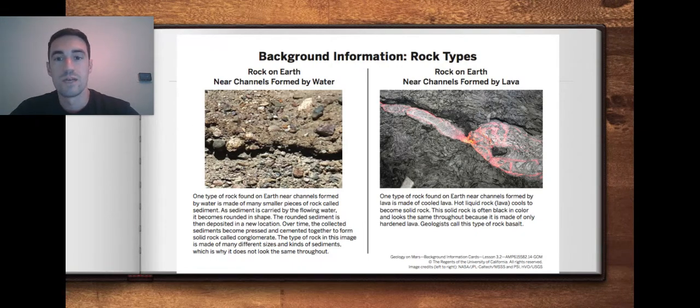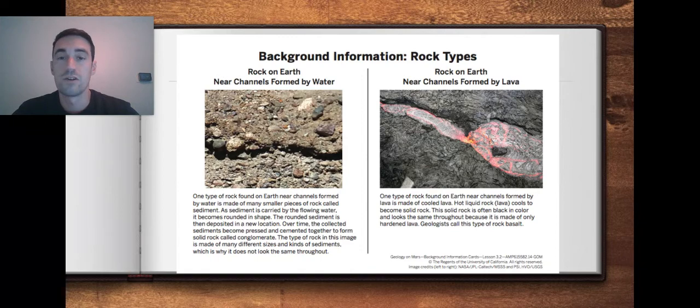On the left here, we have rock on Earth that is found near channels formed by water. On the right, we have rock on Earth that is found near channels formed by lava. So I'll read our background information, and then you will also have these slides available as you answer the next couple of questions so that you can have this information available to you throughout the lesson.